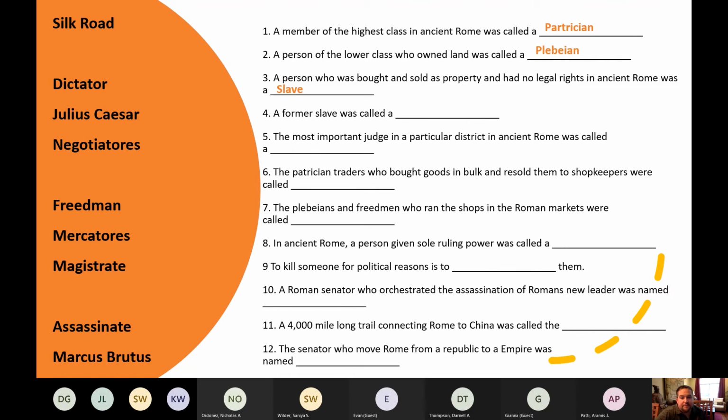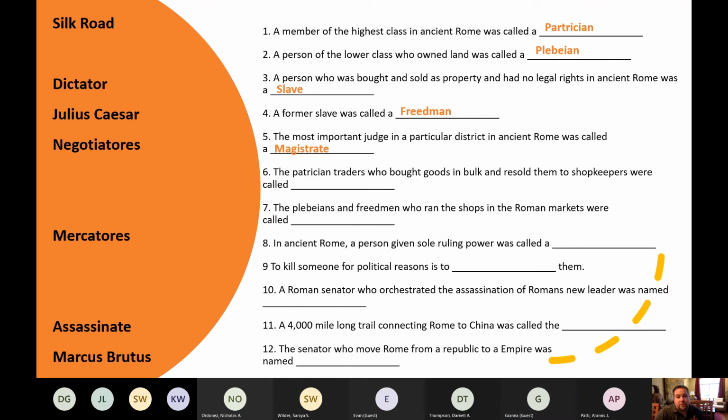Nicholas, what do you think? Freedman? Good. The most important judge in a particular district of Rome was called a what? David, what do you think? All right, Gianna, what do you think? A dictator. Okay, that's a good guess, but it's actually a magistrate.